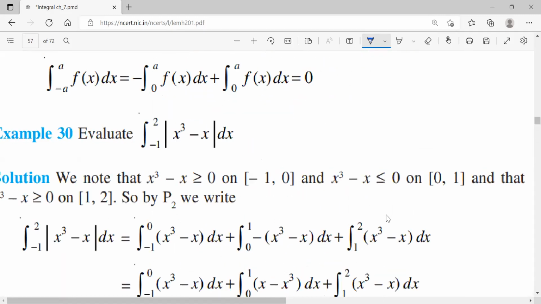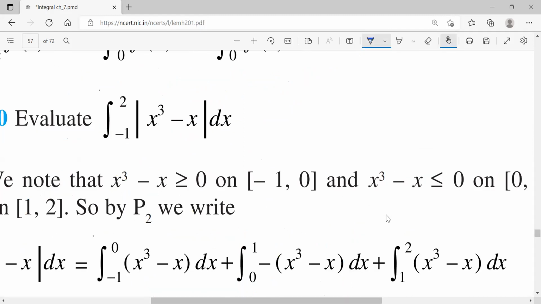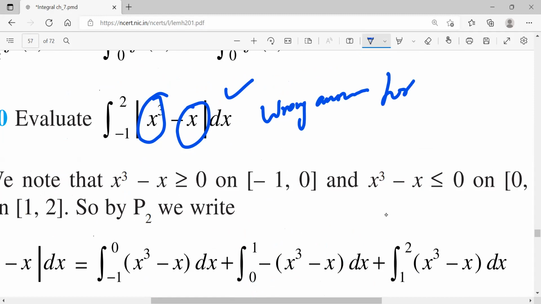So I want to take this particular question. In entrance, they can ask this type of question. If I just do upper limit minus lower limit for a modulus question, if I integrate this separately and if I integrate this separately, and just do upper limit minus lower limit, we will get the wrong answer for the modulus question.